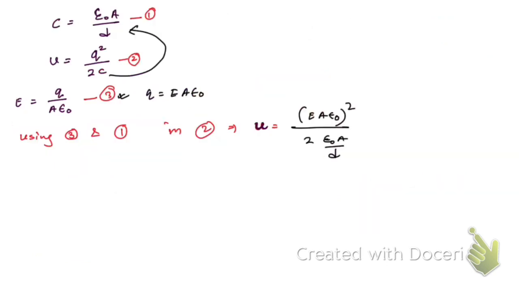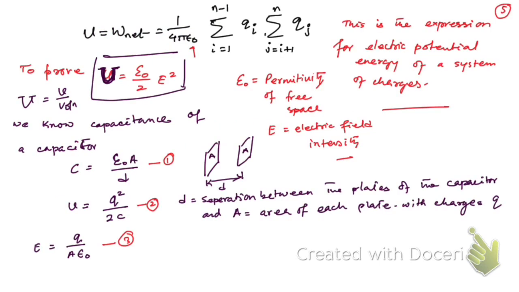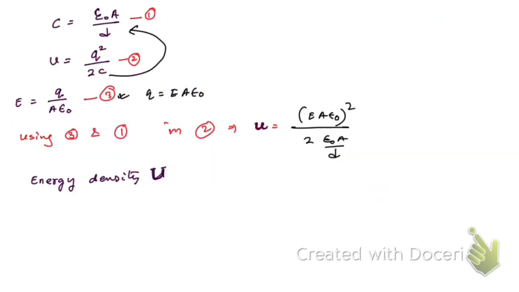So here you see, and therefore energy density, let me write here capital U, okay? So let me go to the previous slide. Here you see this small u represents electric potential energy, and this capital U represents electric potential energy density. This is energy density, right? So hope you have understood, and this is equal to small u by volume, okay?